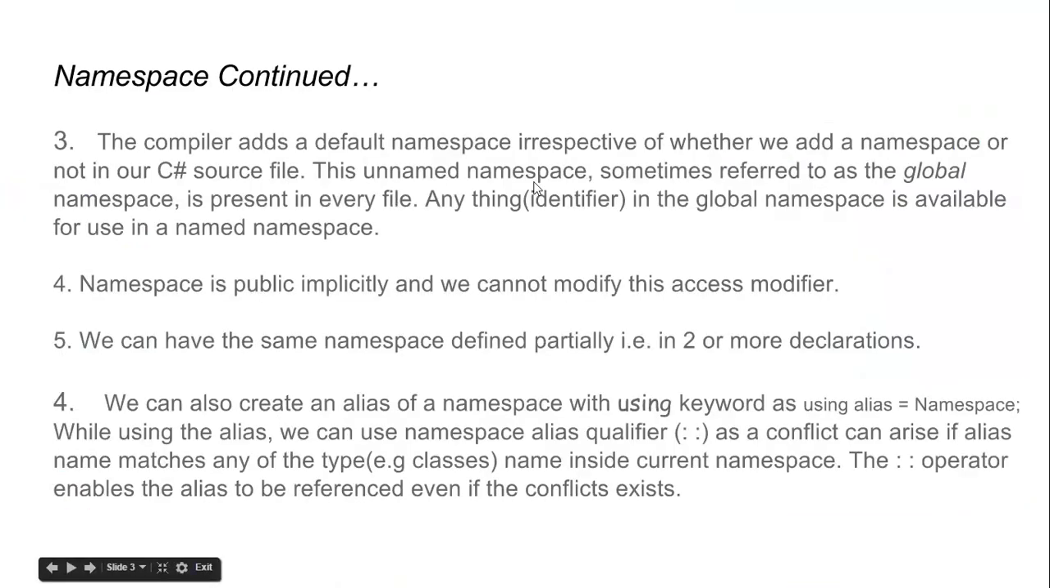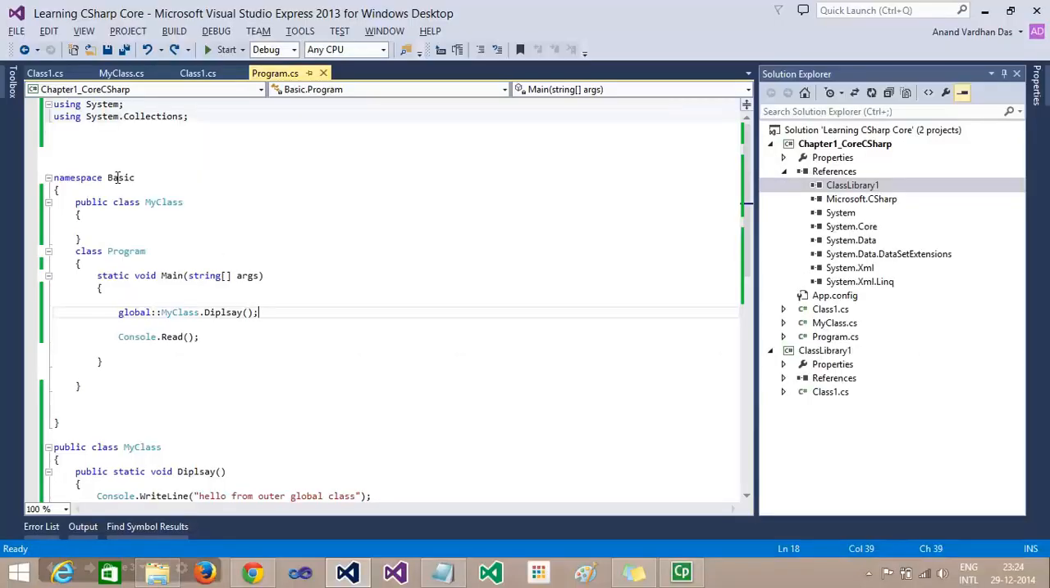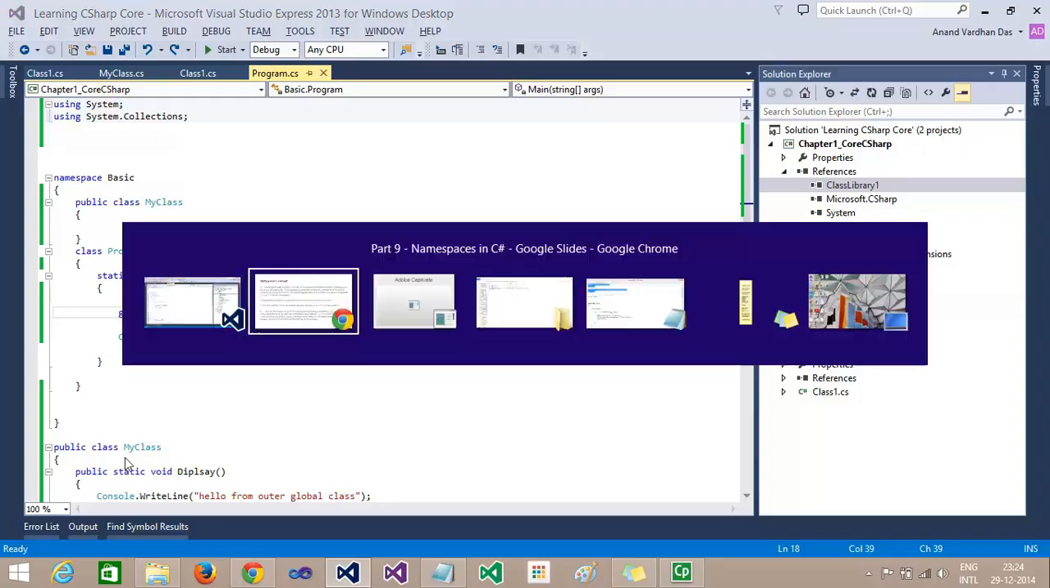Okay, this unnamed namespace, sometimes referred to as the global namespace, is present in every file. Any identifier or any type, suppose classes, present in the global namespace is available for use in a named namespace. So this is a named namespace. From this I am able to access this class which is residing under the global namespace.